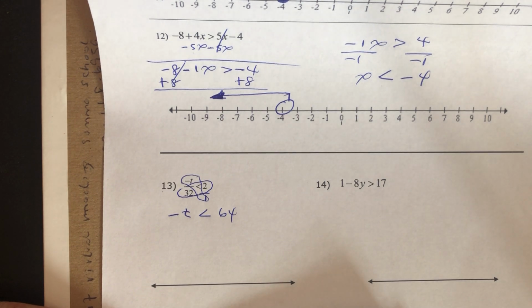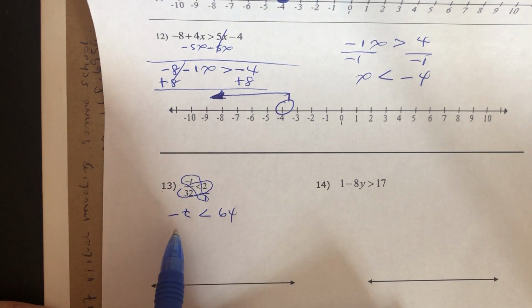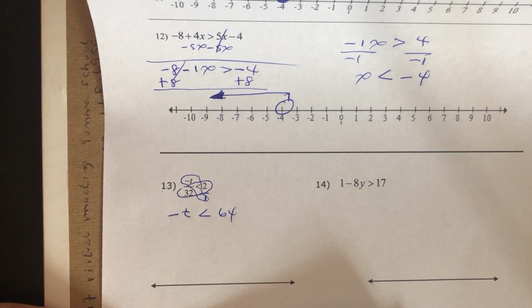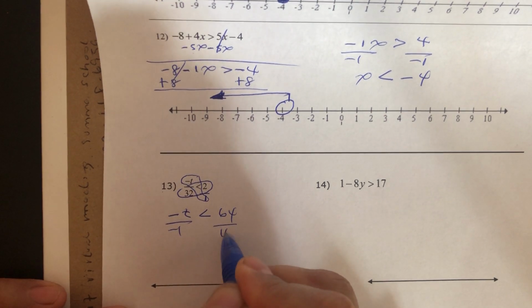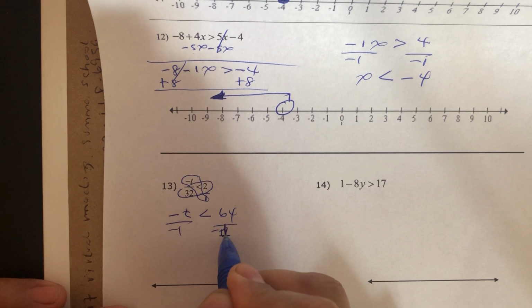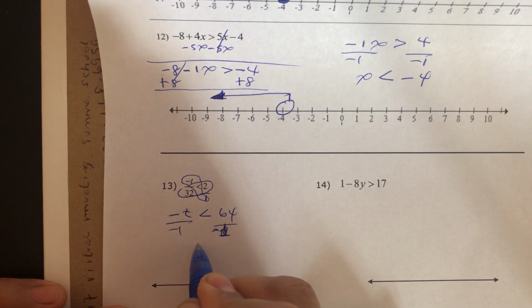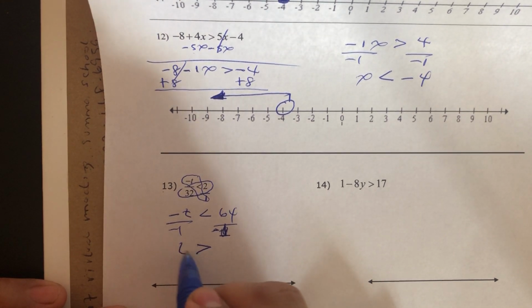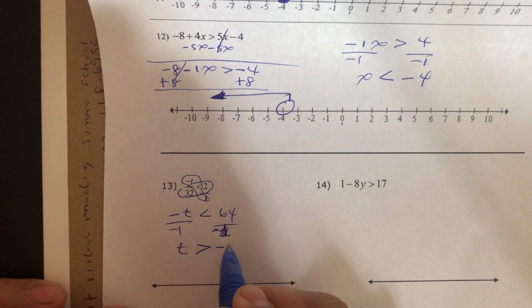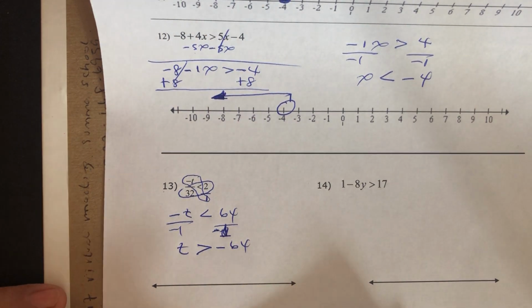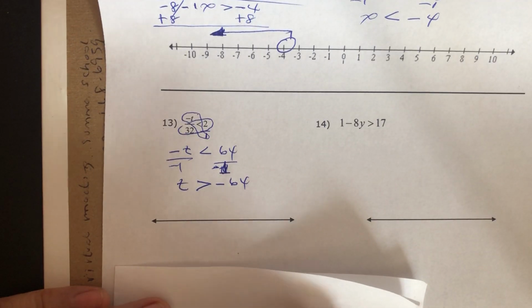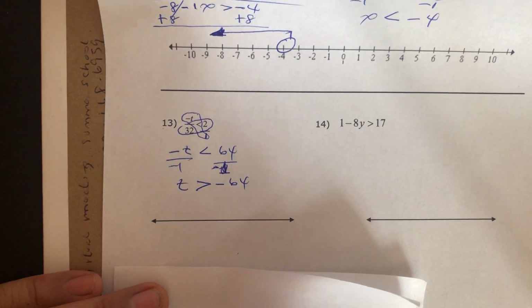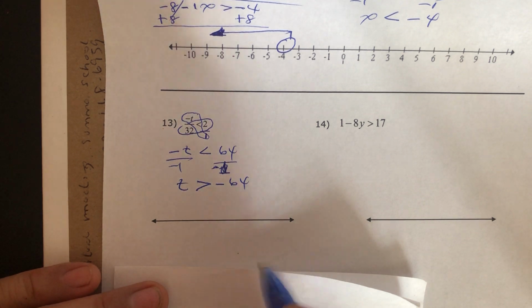Okay? Now, because with the t you have an imaginary 1 there, you have to divide by negative 1. Because you're dividing by a negative, what's going to happen? The symbol is going to change direction. And t becomes now greater than negative 64. Now, you're not going to have 64 numbers there, right? Because it's big. So this is what you have to do. I always tell my students to do this, right?